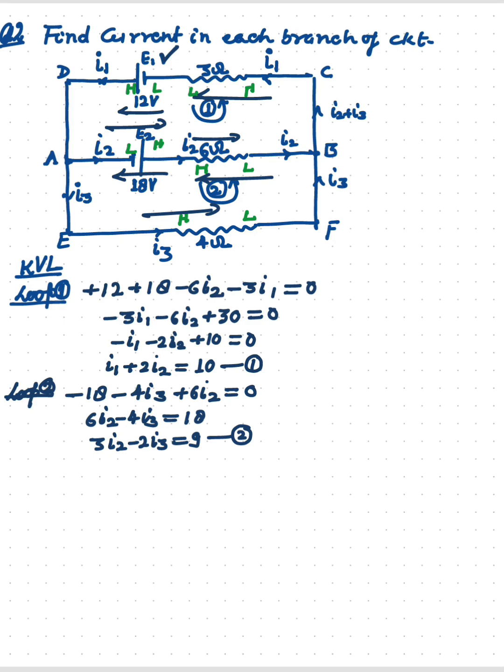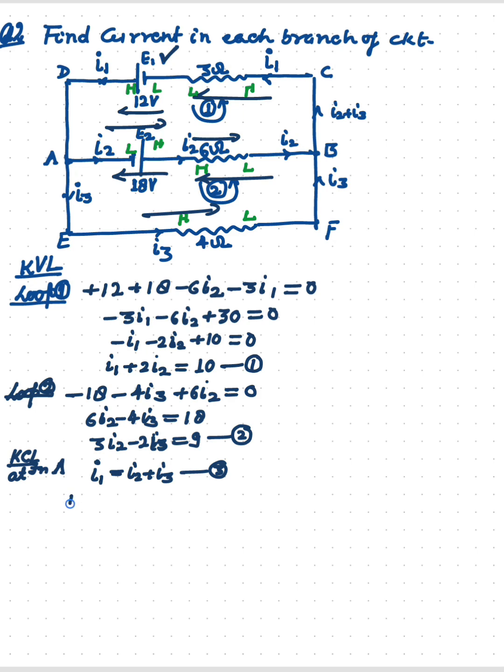Now this equation is here in I1 and I2, and here in I2 and I3. Then convert I3 in terms of I1 and I2. We can do this by applying KCL at the junction A. So at junction A, KCL will be what? I1 is dividing into two parts, I2 plus I3. This is equation 3.